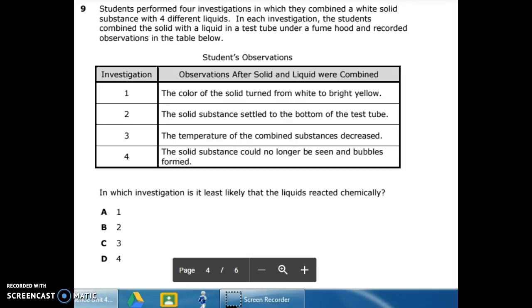In which investigation is it least likely that the liquids reacted chemically? So least likely means that it was not a chemical reaction. Is it investigation 1, 2, 3, or 4?